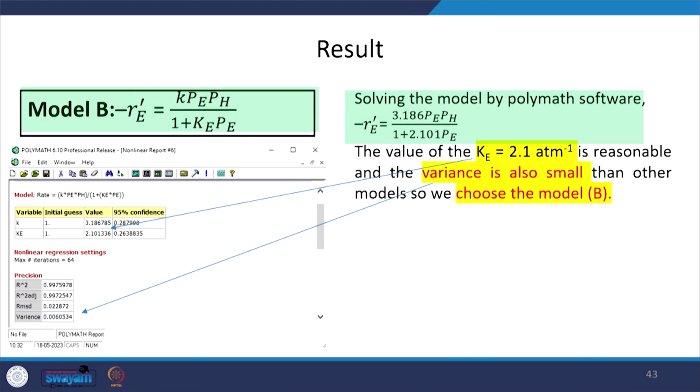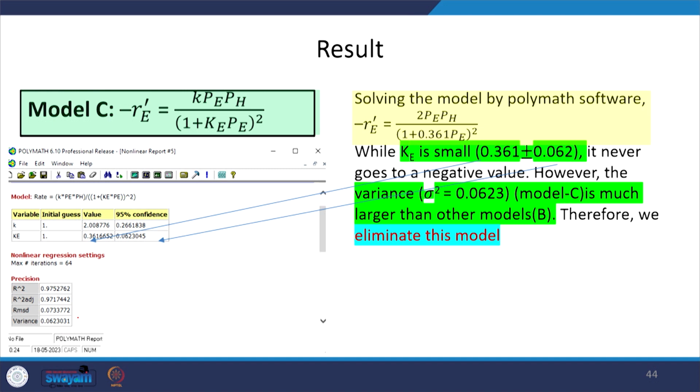Now, if we go for the second model, there we can see the k value is coming 2.1 and the other k value 3.18. Here the variance is coming very low, very small. So, then this model we can choose. This model may be good, but we have to check that other models are also available. Here the variance value is a very small value, therefore we can choose this.